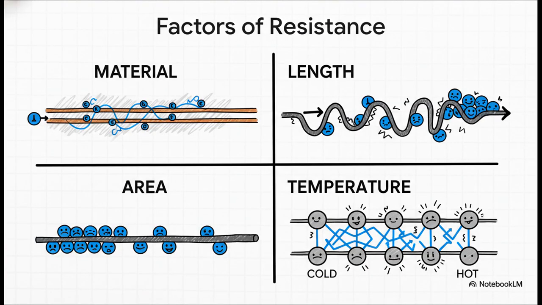Well, it pretty much boils down to four main things. First, the material itself is huge. Copper is an open freeway, while rubber is a total dead end. Second, length. A longer wire has more resistance, just because there's more stuff to bump into. Third, thickness. A thicker wire has less resistance because there are more lanes for the electrons to travel in. And finally, temperature. For most metals, the hotter they get, the more their atoms vibrate, and the more they get in the way, increasing resistance.